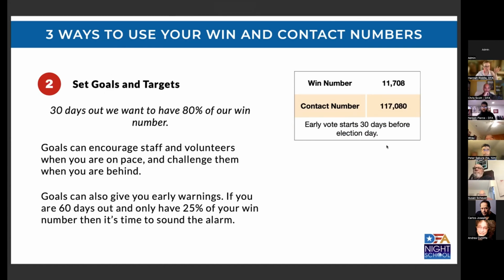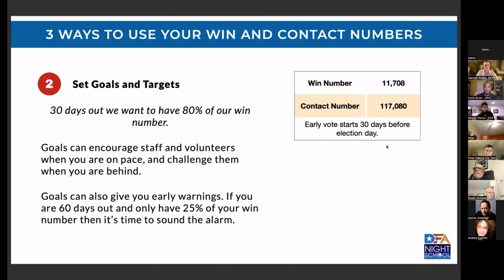Another way to use this number is to set goals and targets. You always want to be checking in with your team. You want to be checking in with your organizers and your endorsers and the people around you. And you want to set goals for yourself. 80 days out, we always want to have 80% of our win number. That's a pretty good goal that everyone should have.